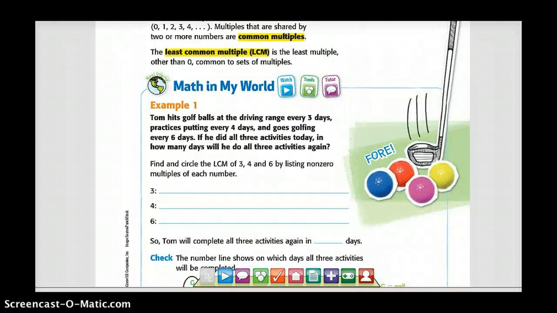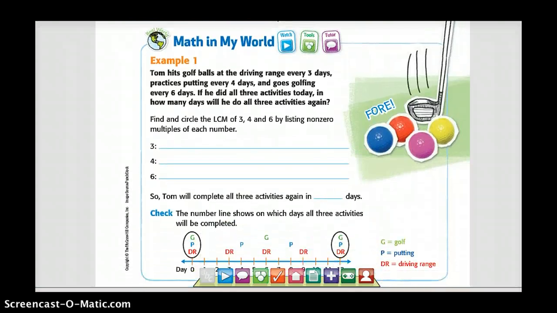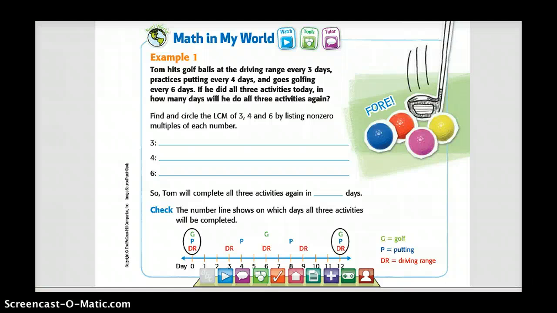So here's an example. It says Tony hits golf balls at the driving range every 3 days. He practices putting every 4 days and goes golfing every 6 days. If he did all 3 activities today, in how many days will he do all 3 activities again? So if we want to figure this out, we have to find and circle the least common multiple of 3, 4, and 6 by listing the non-zero multiples of each number.